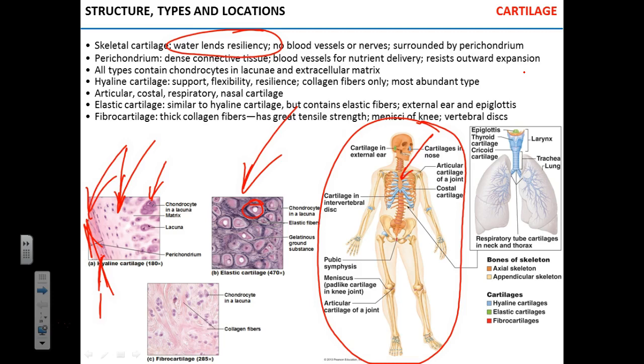A lot of cartilages that form septa, say nasal cartilage, right here, is also hyaline cartilage. Cartilage that surrounds the trachea is hyaline cartilage. It doesn't contain elastic fibers, which restricts its elasticity. It contains only collagen.